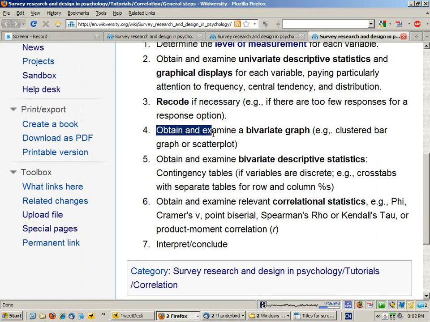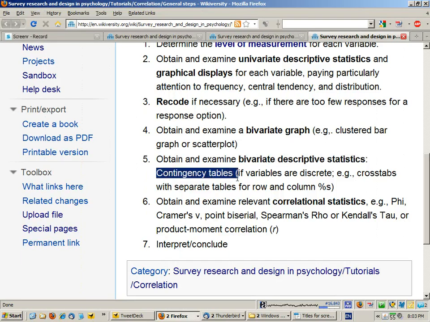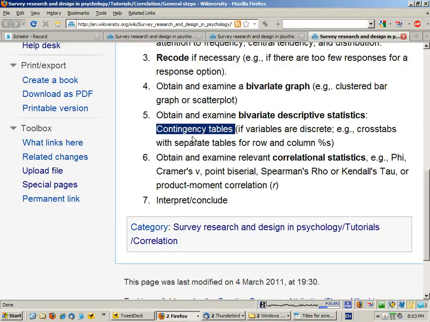Then we can obtain a bivariate graph, such as a clustered bar chart or scatter plot, to visualize the relationship between the two variables. And if we're dealing with non-parametric data, we can get bivariate descriptive statistics, in particular contingency tables, which provide the frequencies for each level of variable.